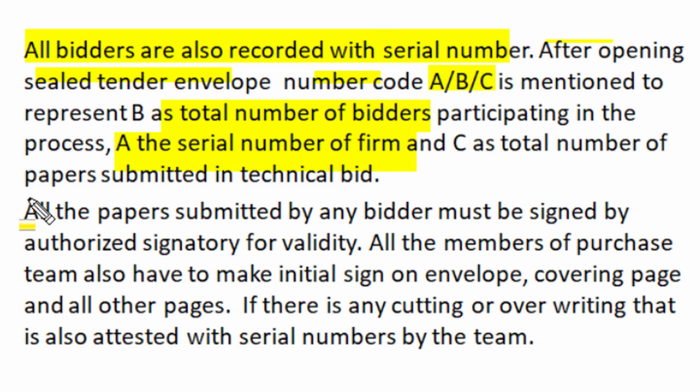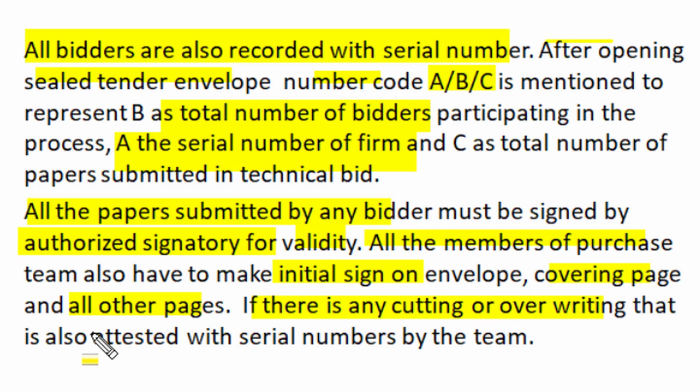Now all official papers submitted by any bidder must be signed by an authorized signatory for validity. Unsigned bid papers can disqualify any bidder from the tender process. All the members of the purchase committee also put their initials on the envelope, the covering page of the bid proposal and all other attached pages of the bid document. And in a bid paper, if there is any cutting or overwriting, then that also is attested with serial numbers by the team members of the purchase committee. If they make three attestations, they should number those cuttings as 1, 2, 3, so that in between those numbers, no other cutting can be made afterwards.